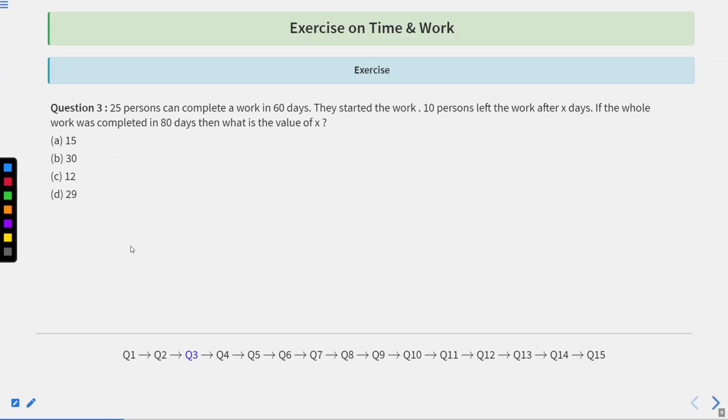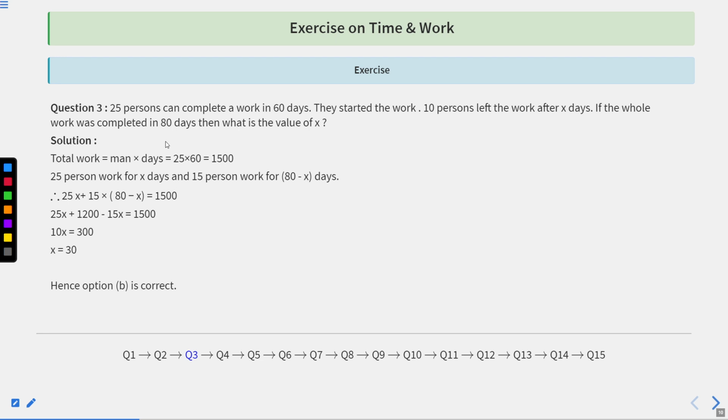Question number 3. 25 men can complete a work in 60 days. They started the work. 10 persons left the work after X days. If the whole work was completed in 80 days, then what is the value of X?